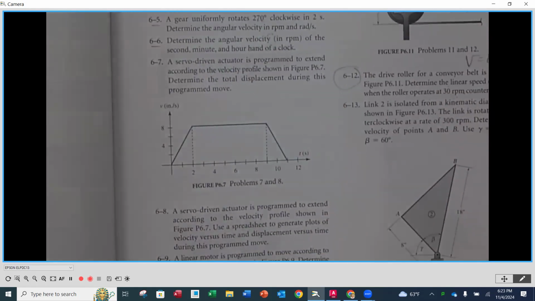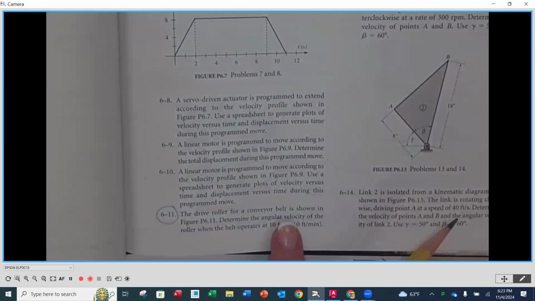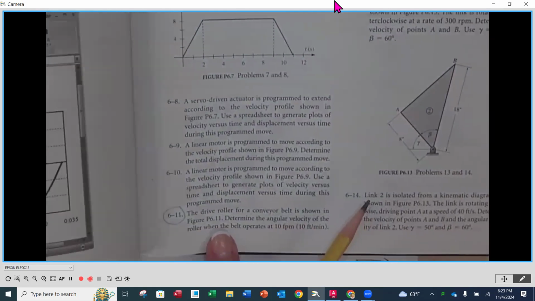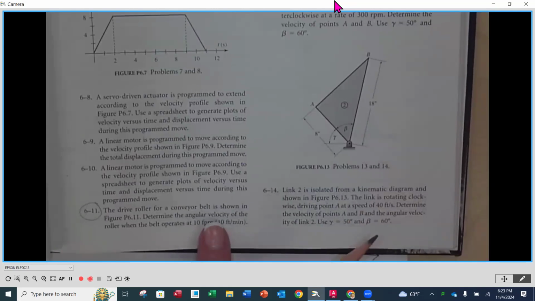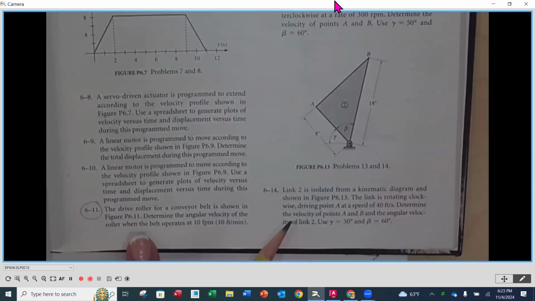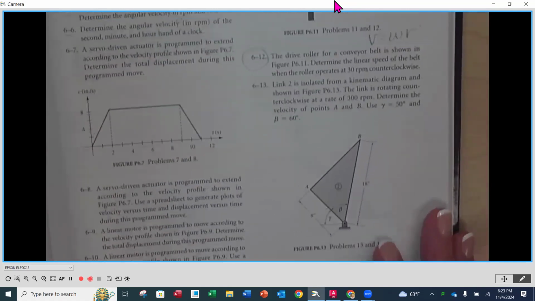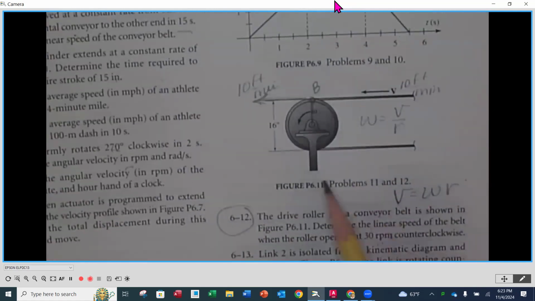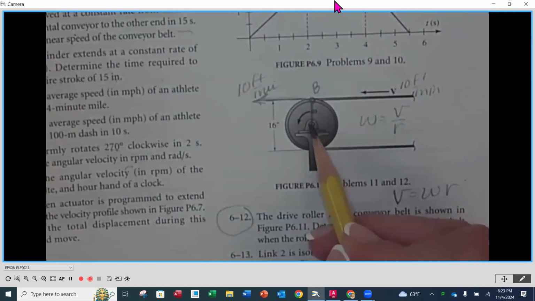Number 11, the problem statement is down at the bottom. It says the drive roller for a conveyor belt is shown in figure P6.11. That's up here, right here. This is what it's referring to, figure P6.11. Determine the angular velocity of the roller when the belt operates at 10 feet per minute. So 10 feet per minute, that means that that's its velocity. If we go up here, here's the roller. Think of that as link number 2. Here's the center of rotation and the radius of that roller. This is link number 2.